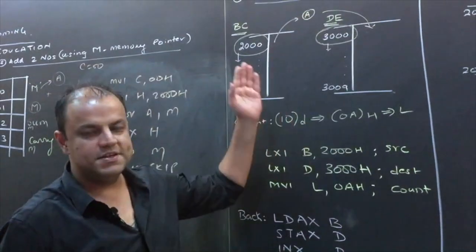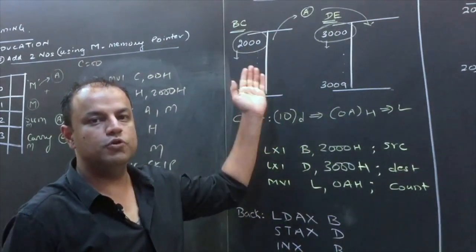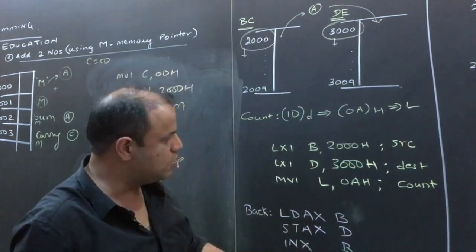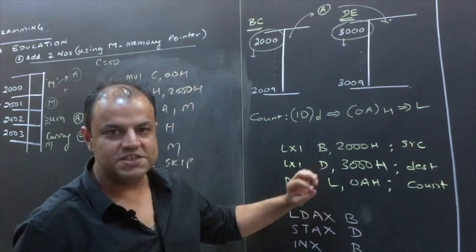Source address and destination address. Instead of 2000 and 3000, if it was 4000 and 5000, what's the difference? This will be 4000, this will be 5000. So basically, this is a standard block transfer program. These three numbers will change. So that's what I said.